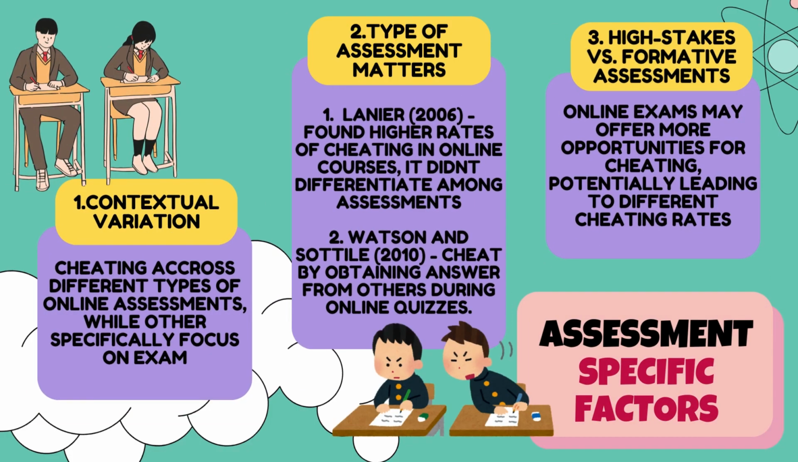These are factors when studying academic dishonesty in the context of different types of assessment. Number 1. Contextual variation. Some studies examine cheating across different types of online assessment, while others specifically focus on exams that can lead to different findings and insights.